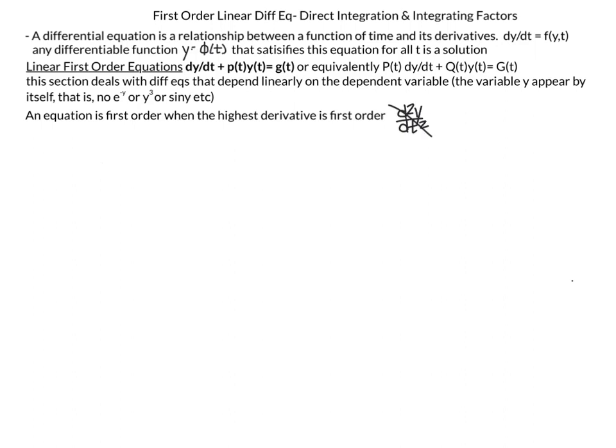And what does it mean to be linear? That means our variable y appears by itself. In other words, you don't have y raised to a power like y to the third, or e to the minus y, or sine of y. It's just y. And then importantly, the form of a linear first order differential equation is dy/dt plus p of t, which is a function of t, times y of t is equal to g of t.